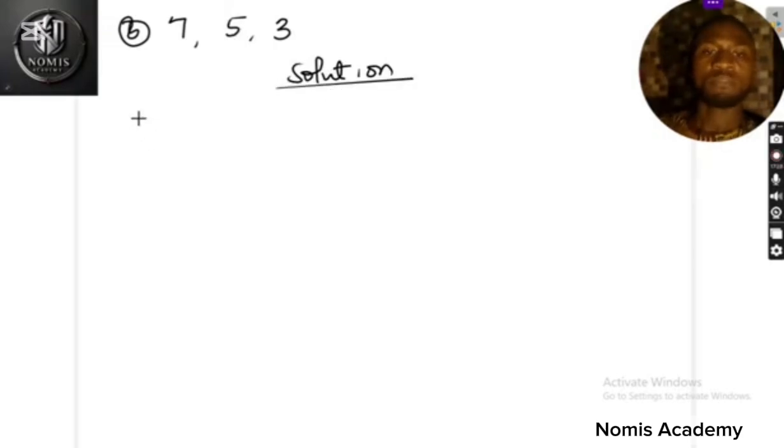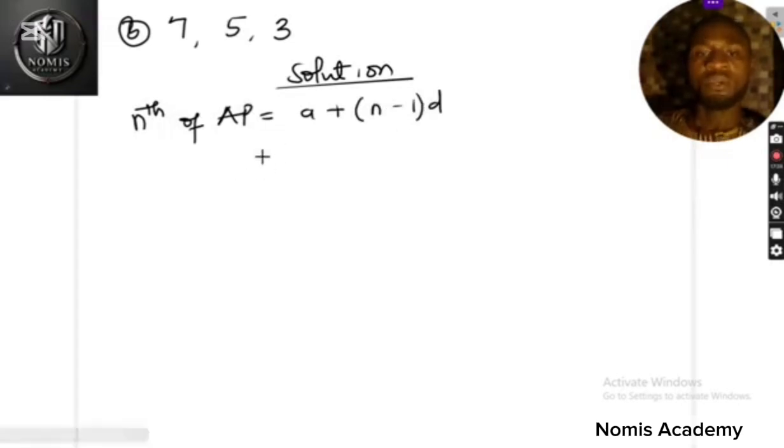So the formula: nth term of an AP is equal to a plus, open bracket, n minus 1 close bracket, d. Since the first term here is 7, plus we are looking for the seventh term, so that will be 7 minus 1 close bracket. What's the common difference here now? I want us to calculate the common difference here.